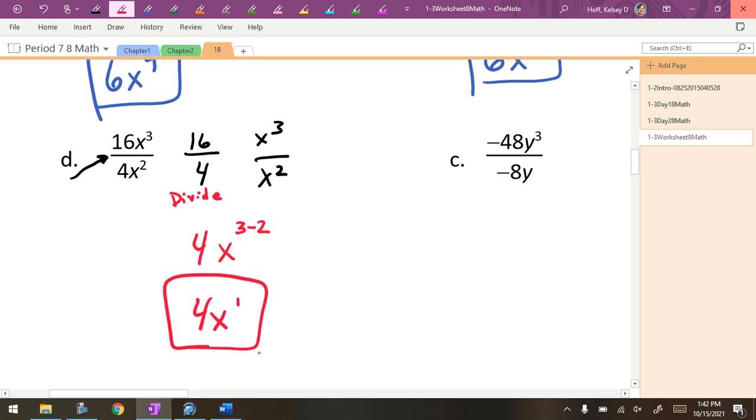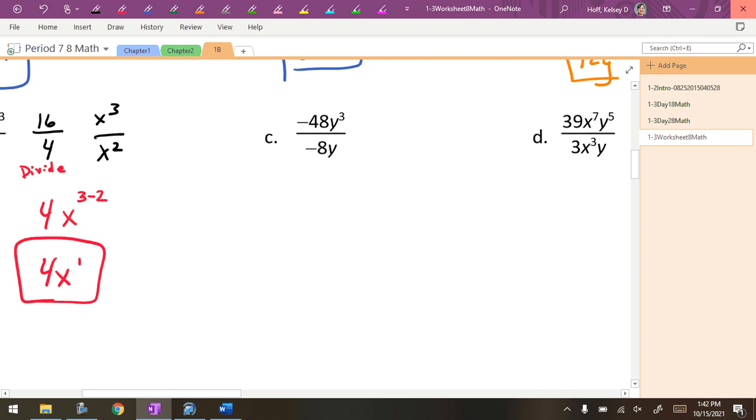Somebody said to me, Miss Hoff, do I have to have that 1 power, or can I just write 4x? You can just write 4x technically. If you just have the x, it means there's a 1 on there. I mislabeled these with letters. Do C and D, the last 2 in that row there.